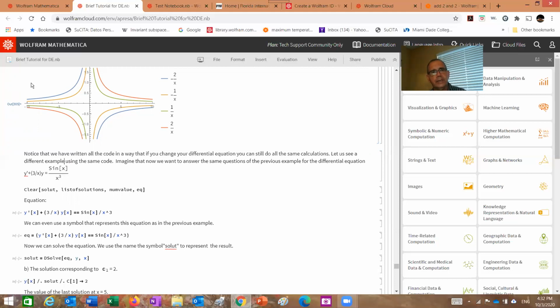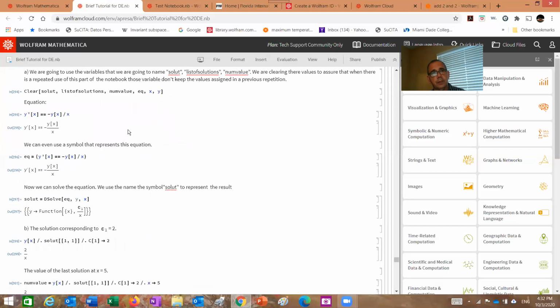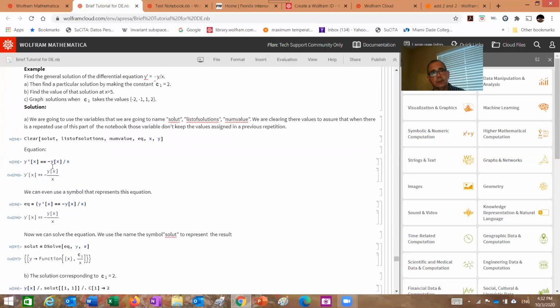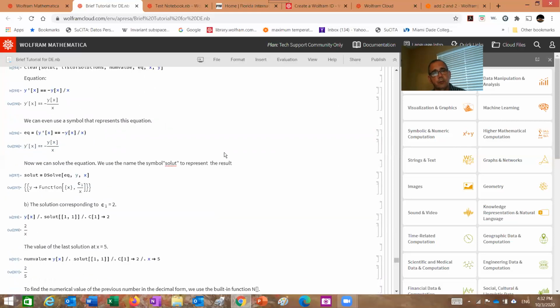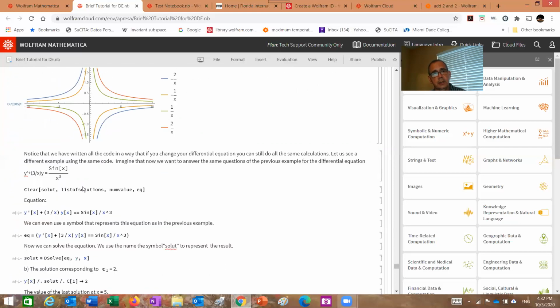For example, we can answer the same questions that we answered before for the equation y'(x) = -y(x)/x, for a new equation here that is going to be y' + 3/x y = sin(x)/x^3. And then again here, I'm going to clear the solution list, the solutions, the equation, and I'm going to clear also the values of x and y.